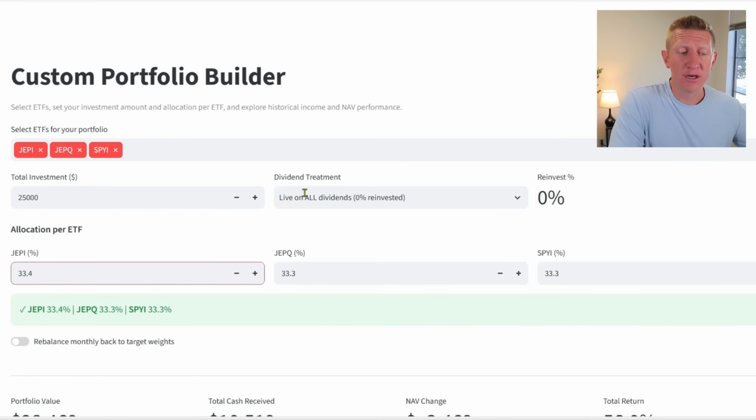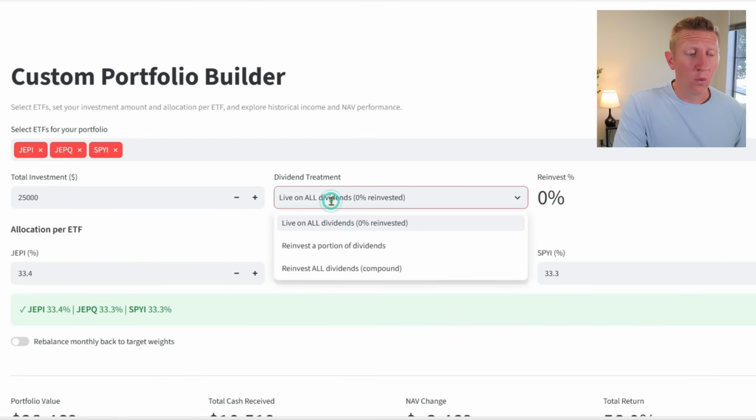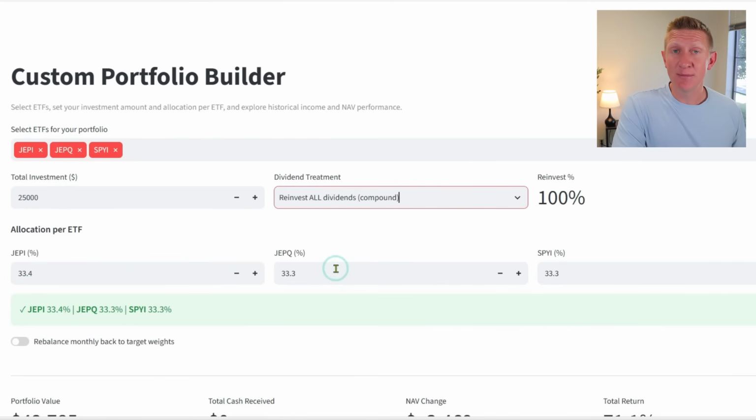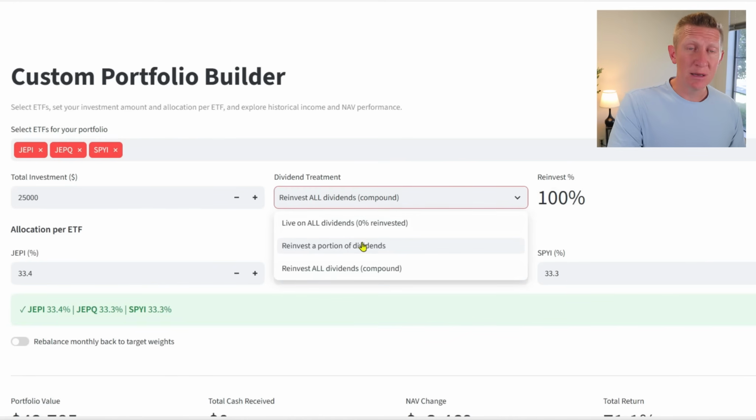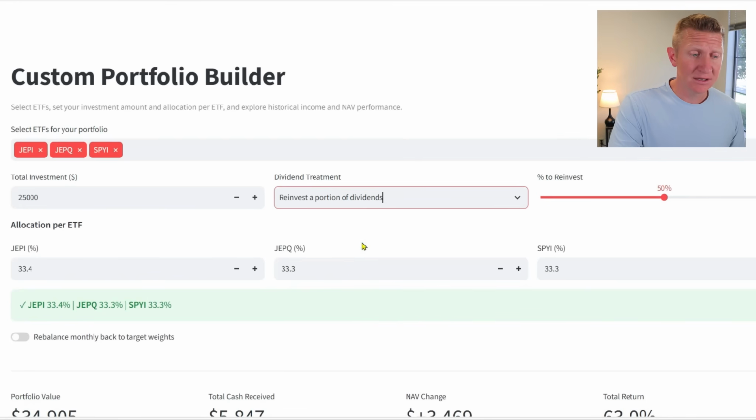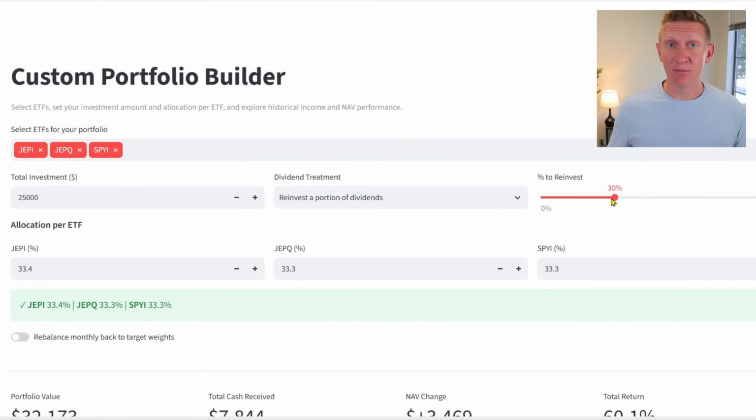And then you also have the ability here to live on all the dividends, right? Where you're not reinvesting anything. That's fine. Or you can select reinvest all the dividends. Maybe you're still in accumulation, but you're getting ready to transition to retirement. You want these assets there to create income for you. That's fine. And in which case, you can also choose maybe a hybrid portion here, like reinvesting a portion of the dividends. And let's say you want to reinvest, I don't know, 30% of the distributions, and you're going to live on the other 70%, right? Whatever might work for you depending on your situation.